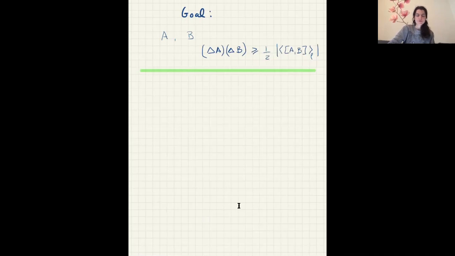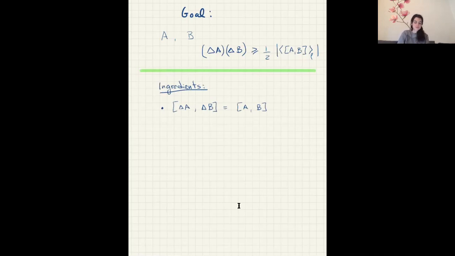First, we need a bunch of ingredients. The first ingredient is that the commutator of the variance is the same as the commutator of the original operators.